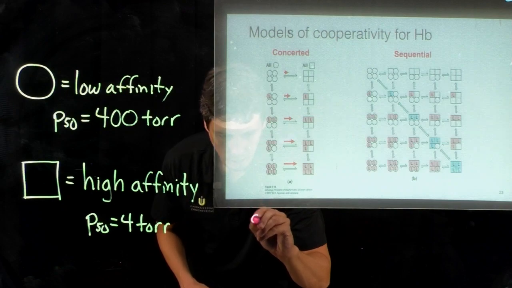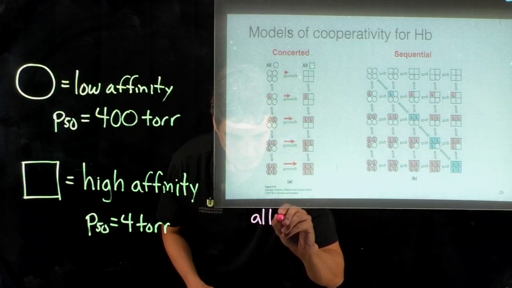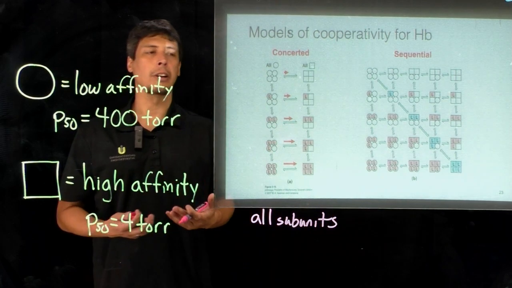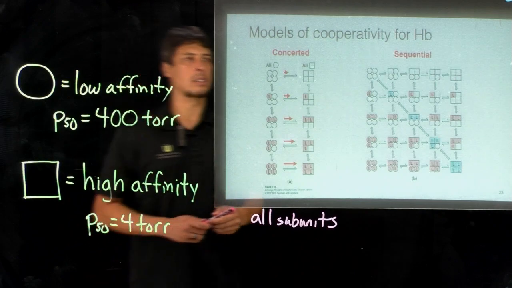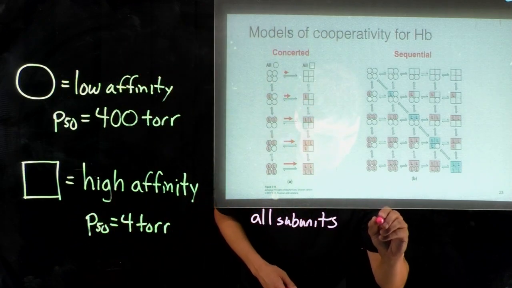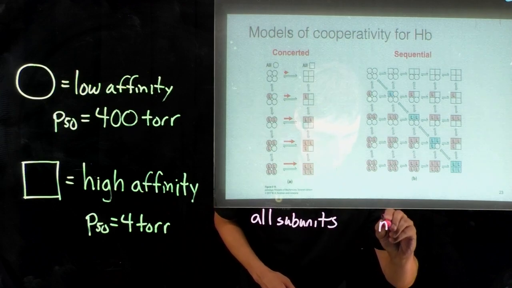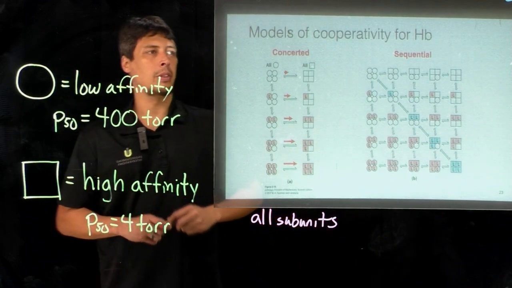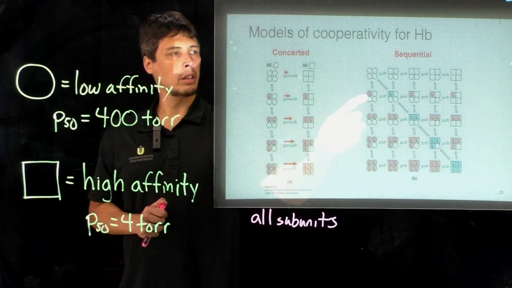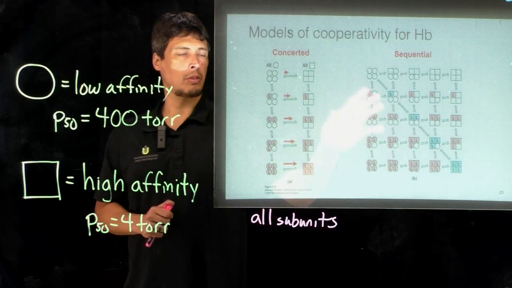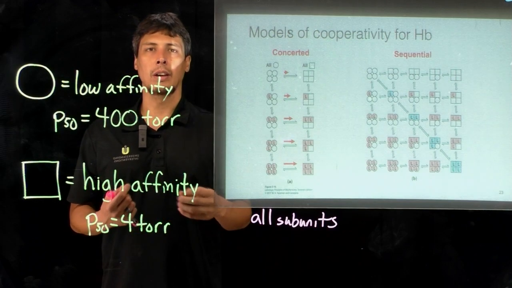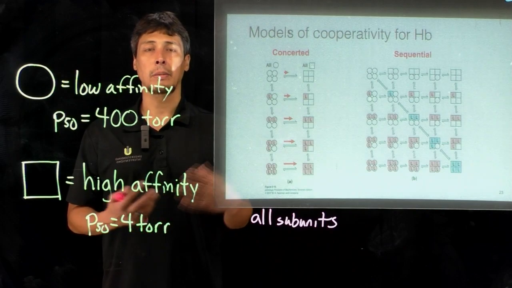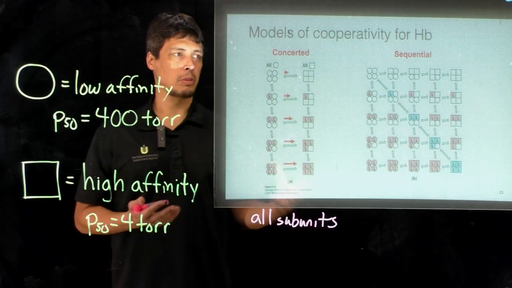So either all subunits are low affinity, or all subunits are high affinity. That's what this model says. In a sequential model, not all the subunits have to be high or low affinity. Okay? So there are different equilibria. So binding to a ligand promotes conversion of neighboring subunits to a high affinity state, but it doesn't have to be an all or none. So that's the only difference between these two models.